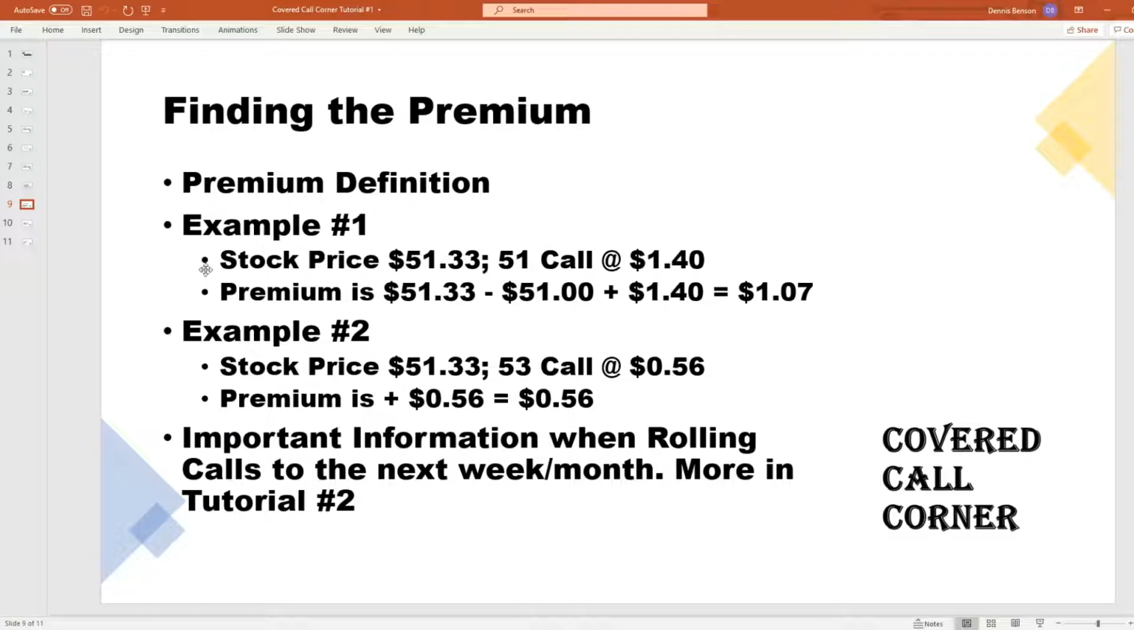All right. Understanding premium is going to be a big part of the rolling calls tutorial, which I hope to get to in the next week, 2 weeks, no more than a month from now. That will be in tutorial number 2. Typically when I roll calls, it's to the next week or the next month, based on the expiration date. I could change strike prices, but often I don't. We'll roll it to the following week or month.